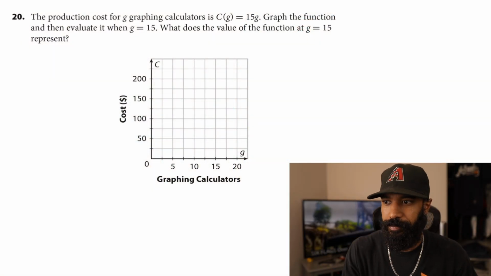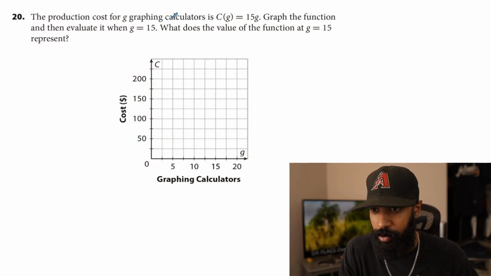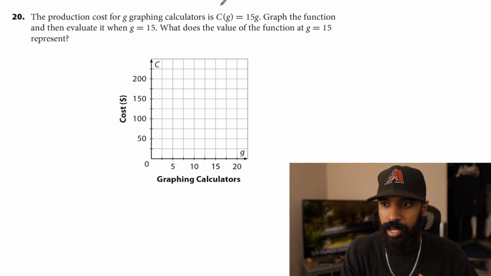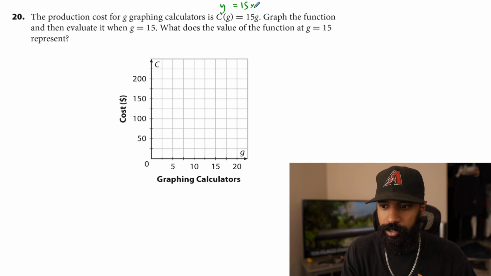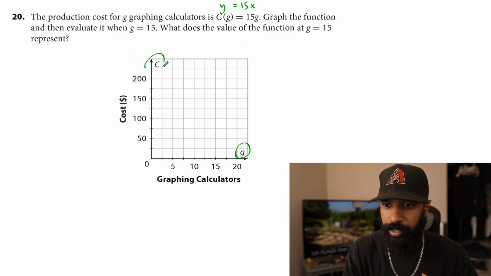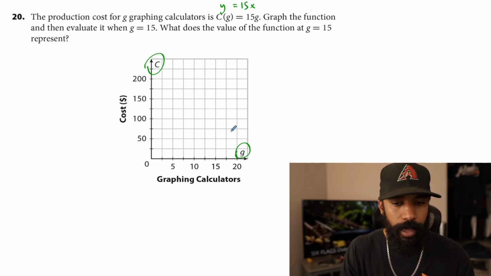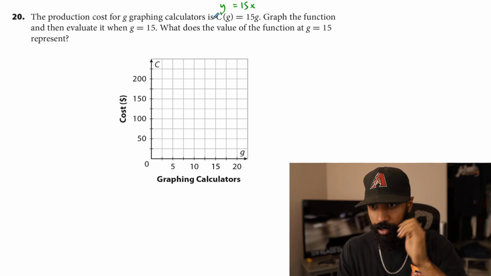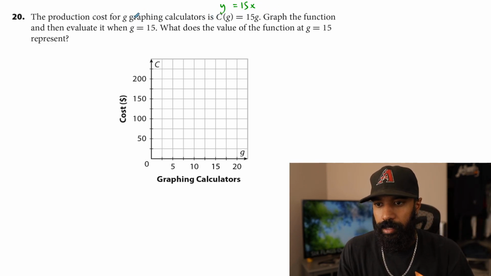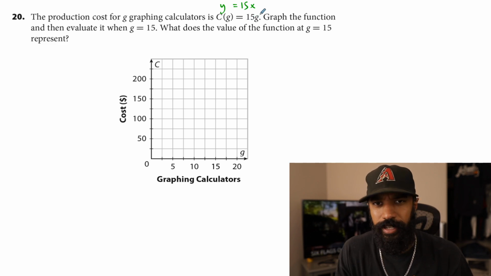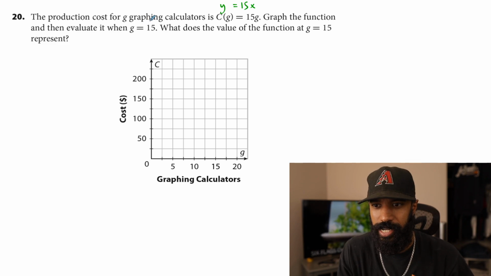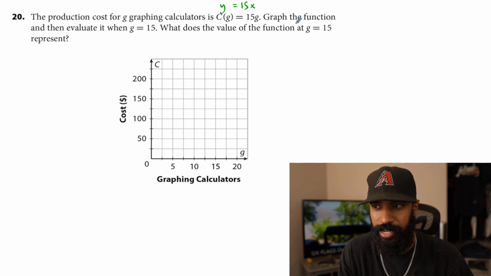All right, I'm just going to move on to 2 more word problems here. Same kind of deal. The production cost for G graphing calculators, see that's a number, is C of G equals 15G. This is like your Y and your X. It's your input, your output. They even tell you right here, Y and X, C and G. So treat it like that, dependent, independent. If you buy this many graphing calculators, it'll cost you this much. They should really say scientific graphing calculators. I don't know, a graphing calculator is only $15 per. Graph the function and then evaluate it when G equals 15. What does the value of the function at G equals 15 represent?